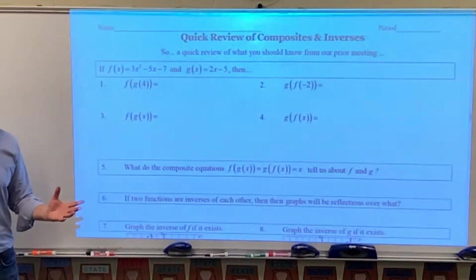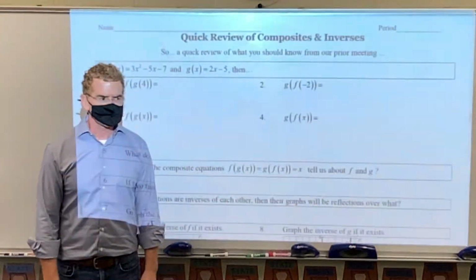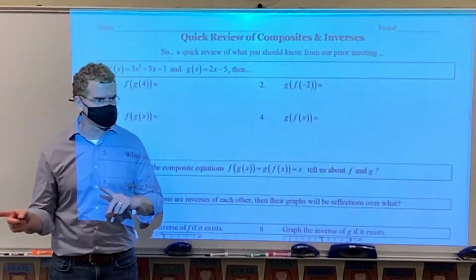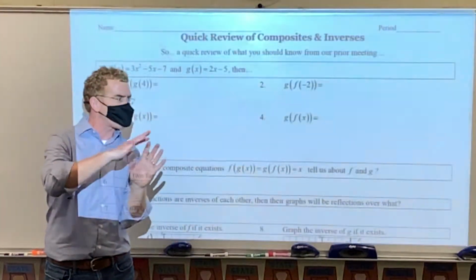Mainly being that, when you graph the two functions, what do they look like? Reflections over what? Over the y equals x line. So they're going to be reflections over y equals x.